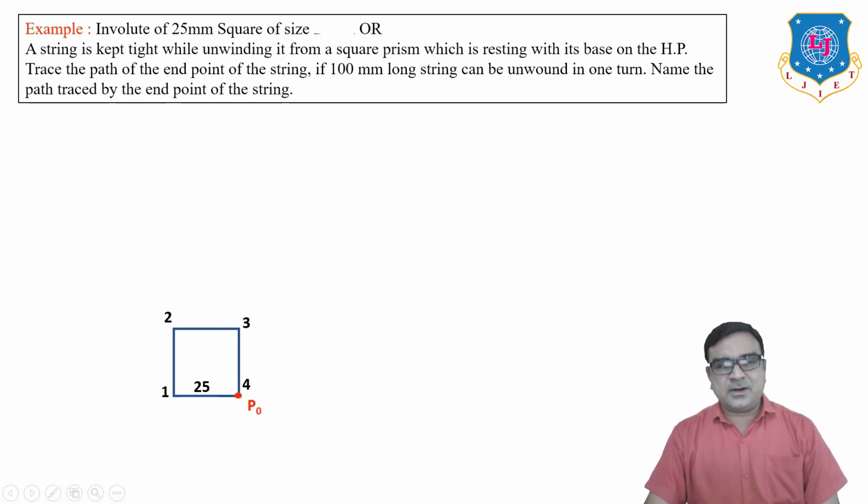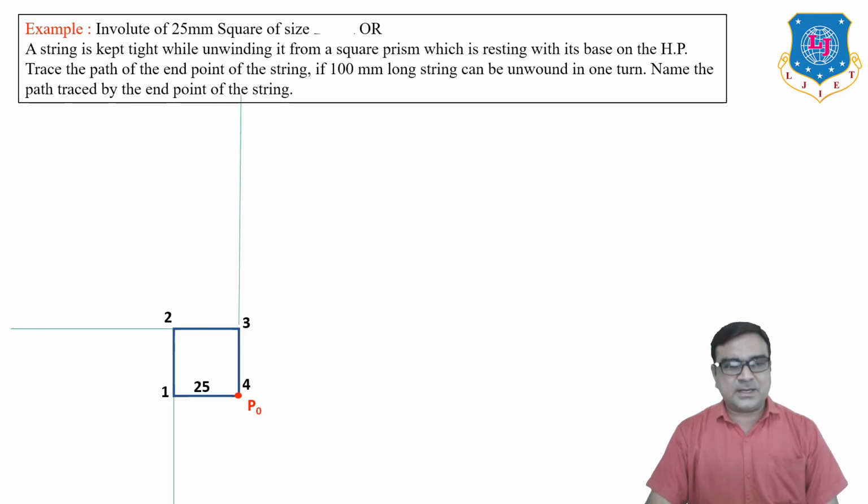Now P0 is the end of the string. We have to unwind it for one turn. So for that we have to draw a tangent from 1, means extend the 2-1 line, extend the 3-2 line, extend the 4-3 line and the 1-4 line.